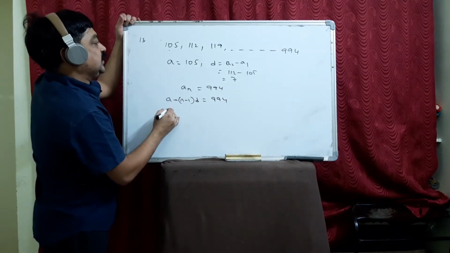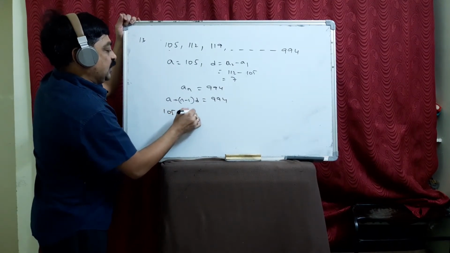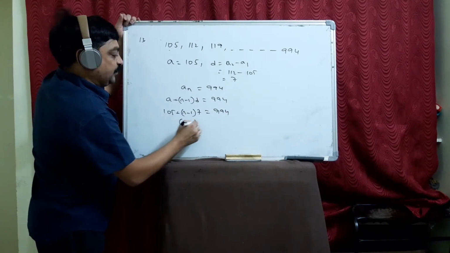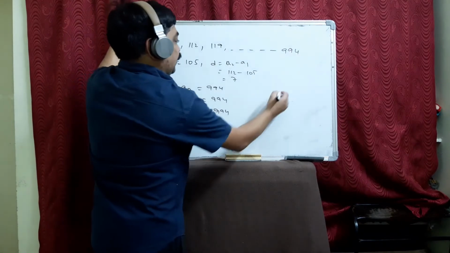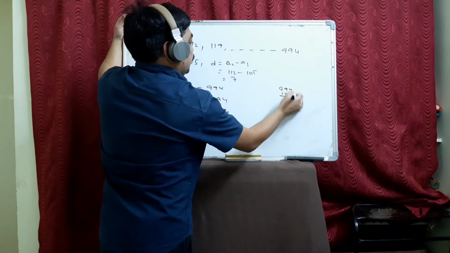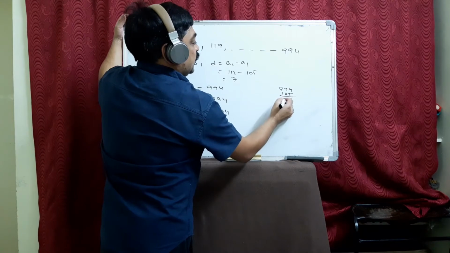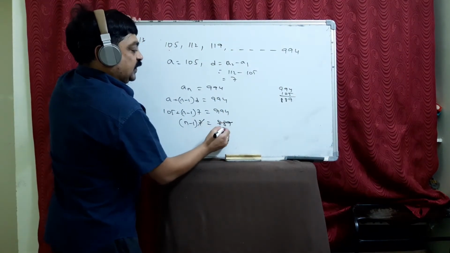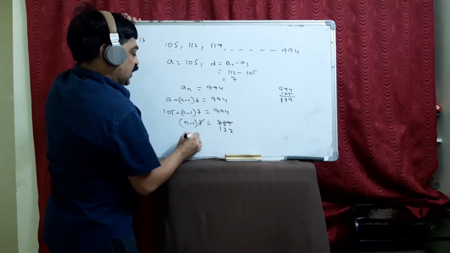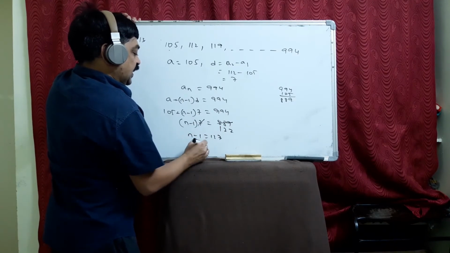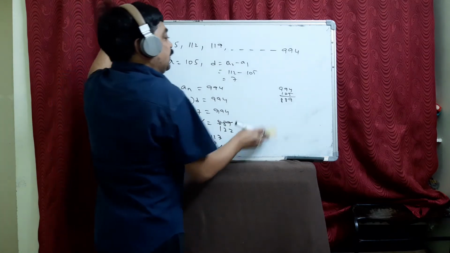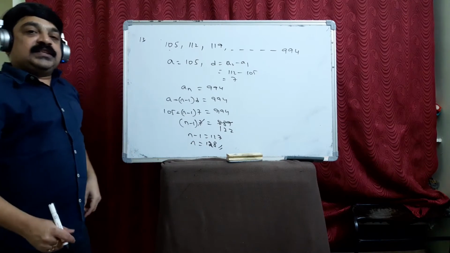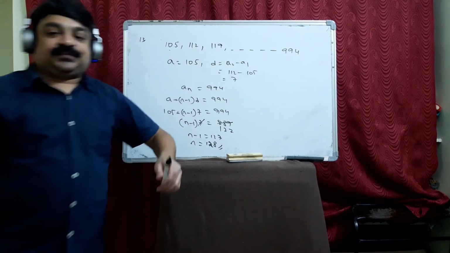994 equals 105 plus n minus 1 into 7. Bring 105 to that side: 994 minus 105 is 889. Let us divide by 7: 7 sevens. So n minus 1 is 127. n equals 128. So how many 3-digit numbers will be there? There are 128 3-digit numbers that are divisible by 7.